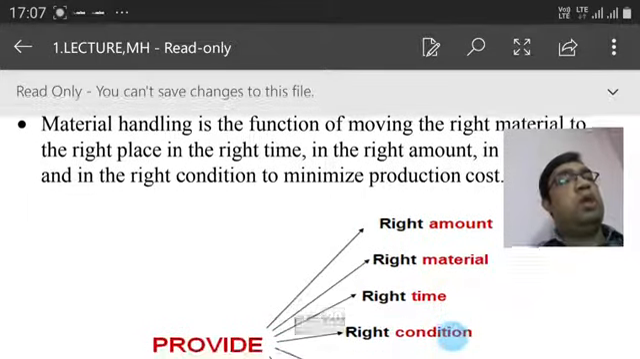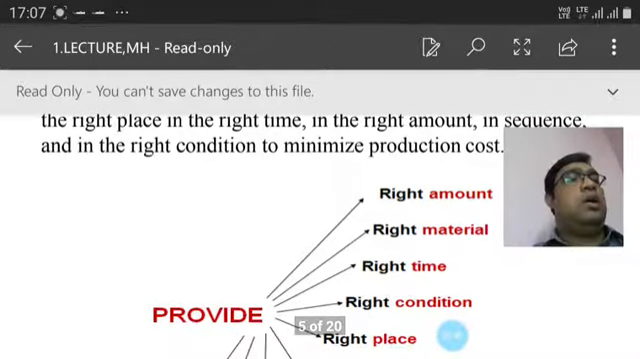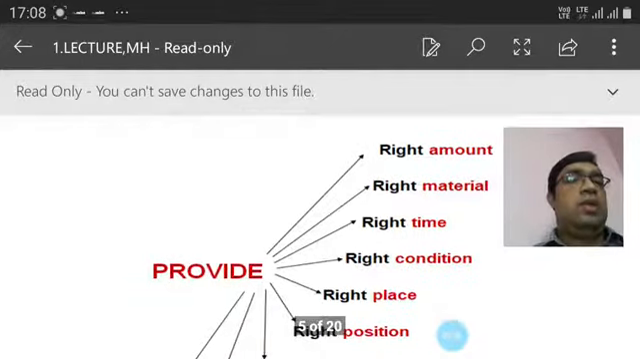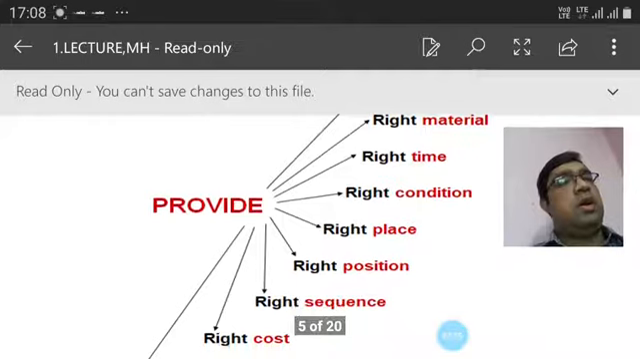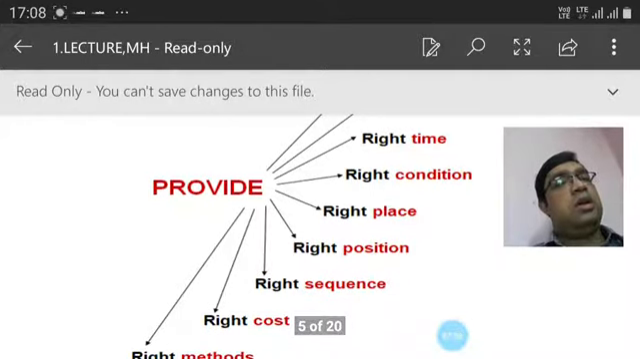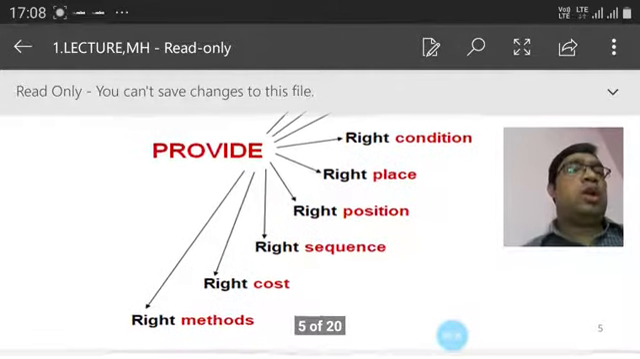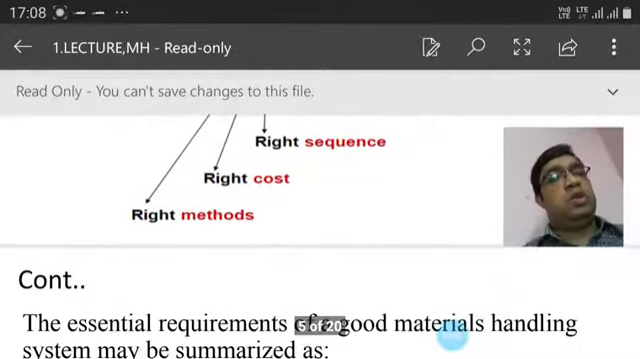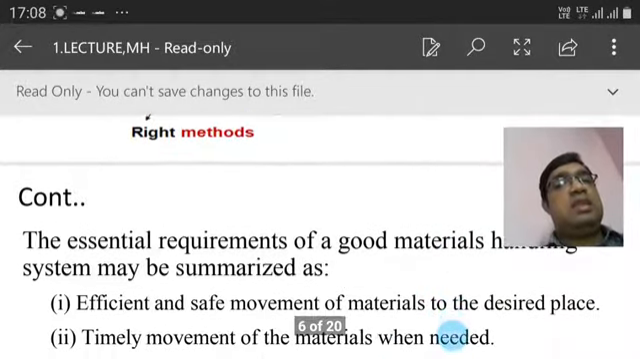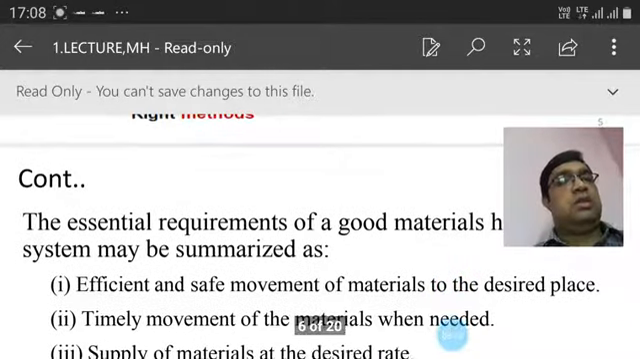be supplied to the production units, and then the assembled parts of these materials are supplied. This provides the right amount, right materials, right time, right condition, right place, right position, right sequence, right cost and the right methods, and all are included in proper or good materials handling procedures.